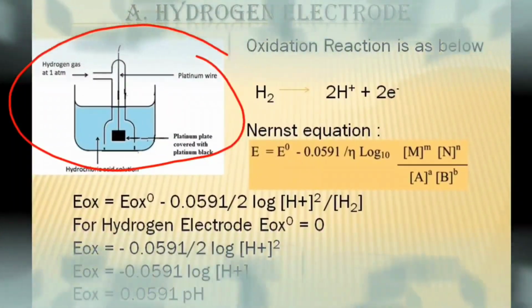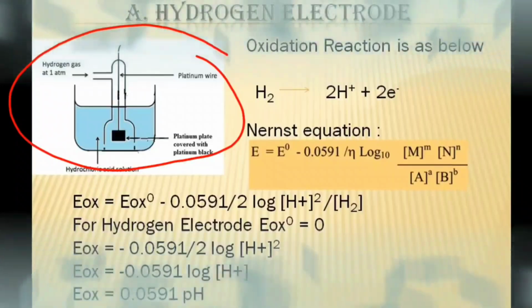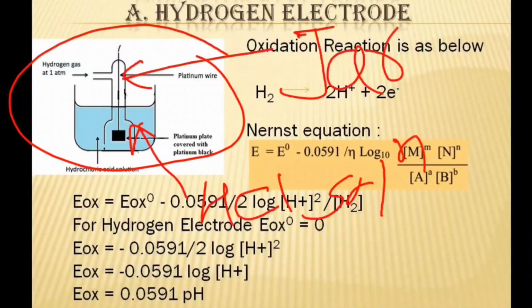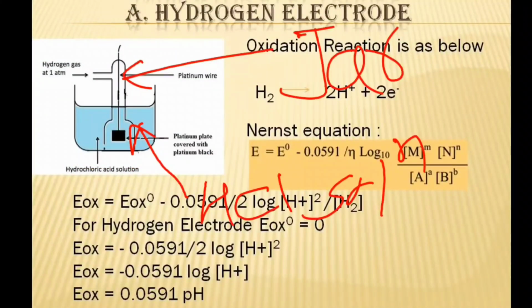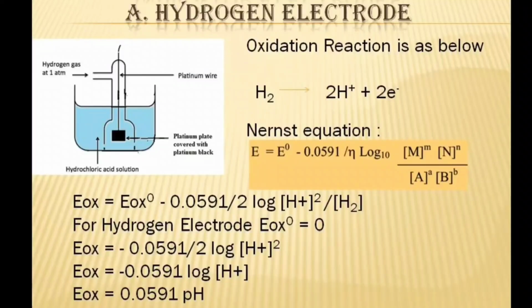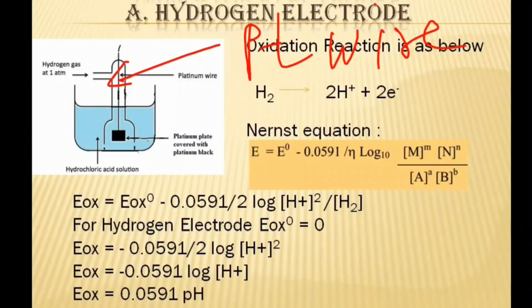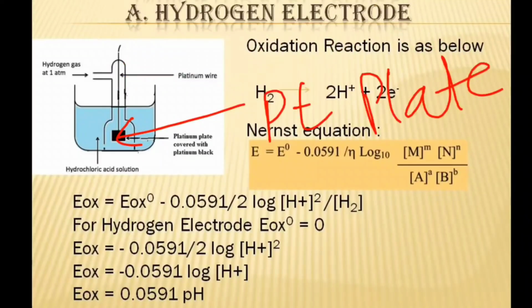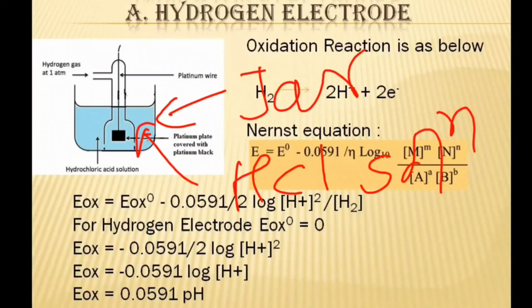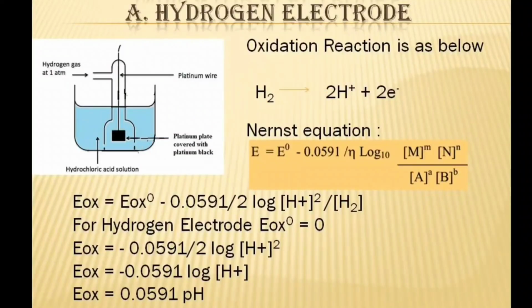This is the hydrogen electrode. In this way, in an HCl solution, a jar is placed and there is a platinum wire at the bottom of which there is a platinum strip. This platinum strip is covered with platinum black and this jar is filled with unknown HCl solution. This is the construction of this hydrogen electrode.